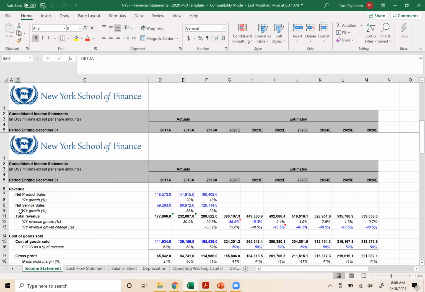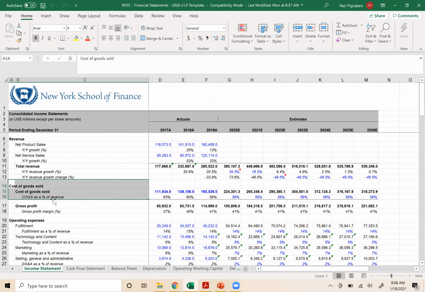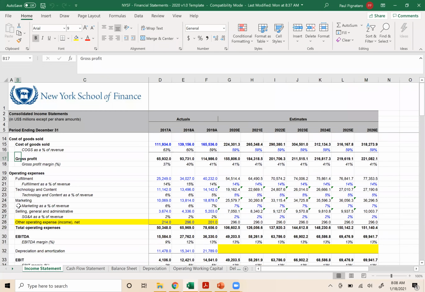We have revenue, then we had cost of goods sold, then we were able to build gross profit, and then all the other expenses were in operating expenses, and we projected it out accordingly. That allowed us to pull out EBITDA.